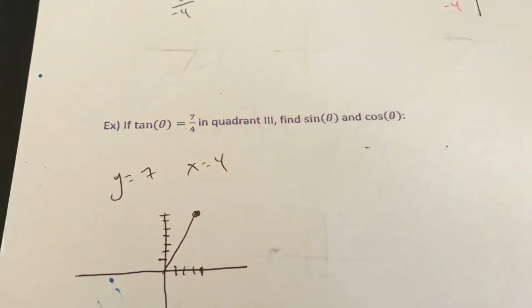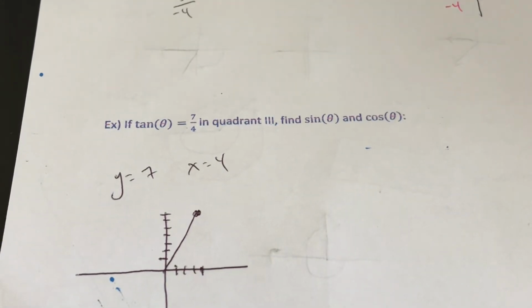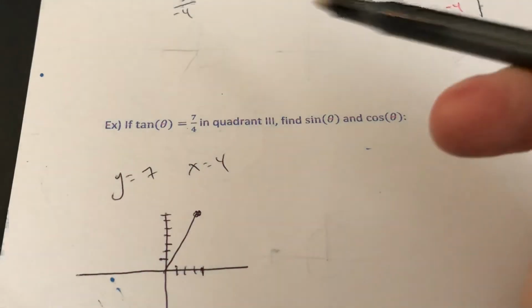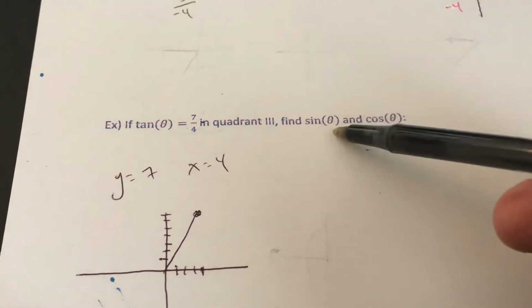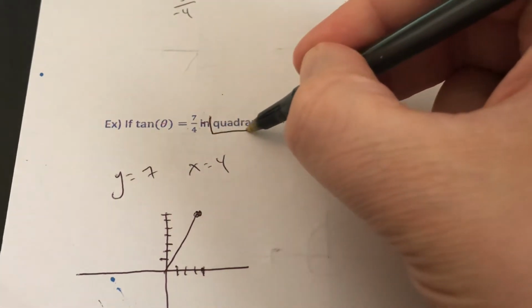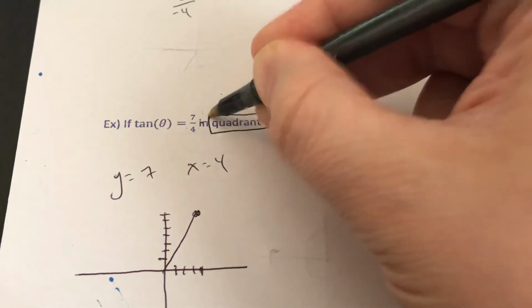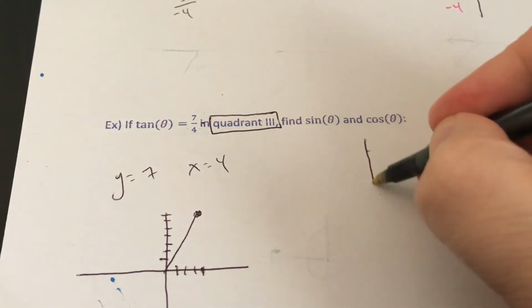Now, this is an important lesson in reading a problem completely. Because if I read this problem completely, we got the tangent, which gave us the y and the x. We know we have to find sine and cosine. The one piece of information that I didn't read, and the reason that I made this mistake is to show you, is that it needs to be in quadrant 3. And we talked about this at the beginning of our notes.